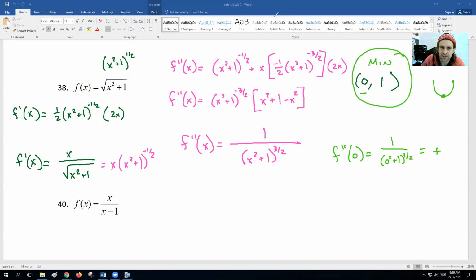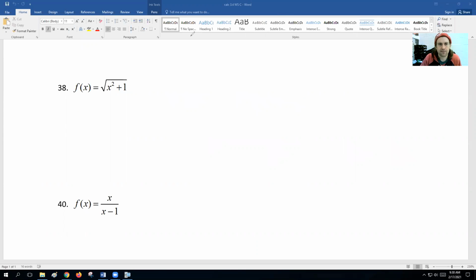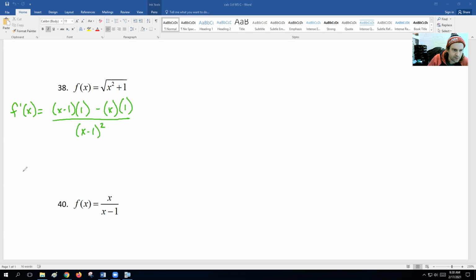All right, now let's check out 40 here. We've got x divided by x minus 1, so we've got to do the quotient rule: low d high minus high d low over low low. So the first derivative, we get x minus 1 minus x, so the first derivative is -1 over x minus 1 squared.